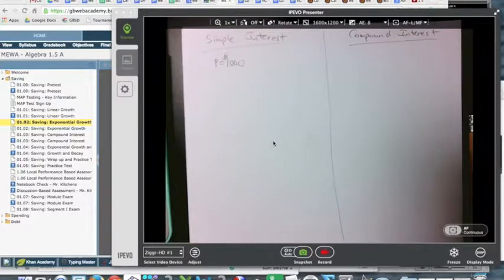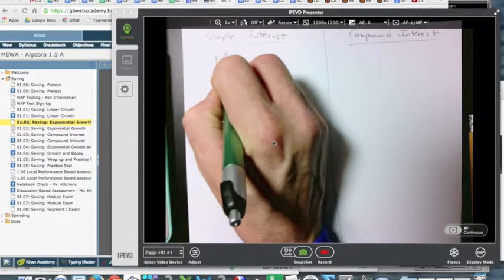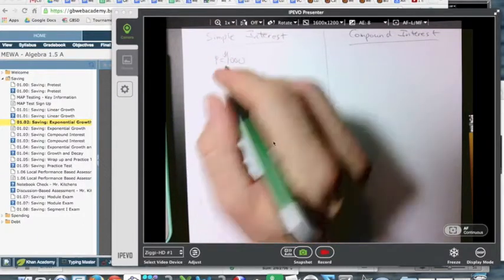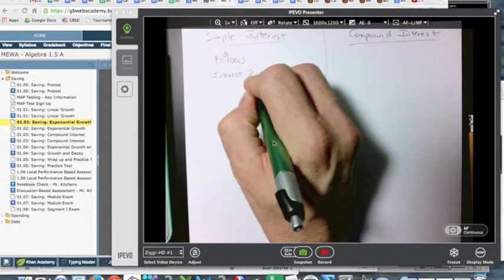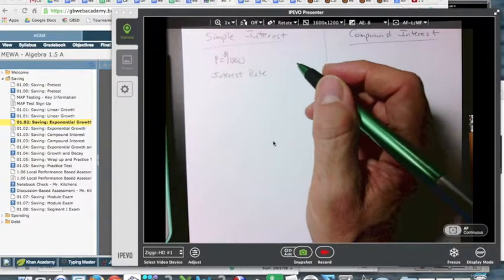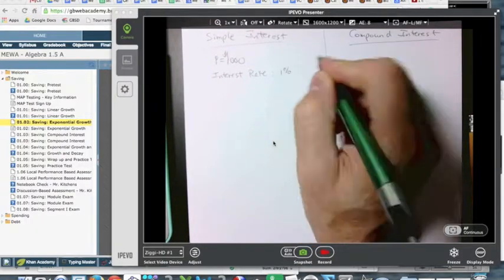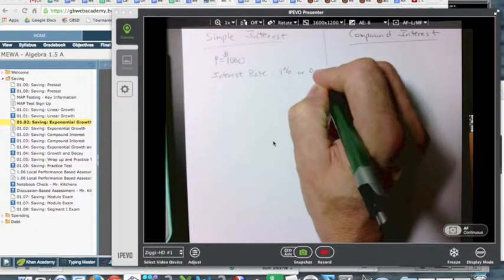Clearly, we put money in the bank partially to save it and to secure it, but we also would like to have a return on our investment, which would be called interest. Most banks are going to give you some kind of interest rate. The reality is the interest rates in savings accounts these days are really low, but why don't we just say it's 1% or 0.01.